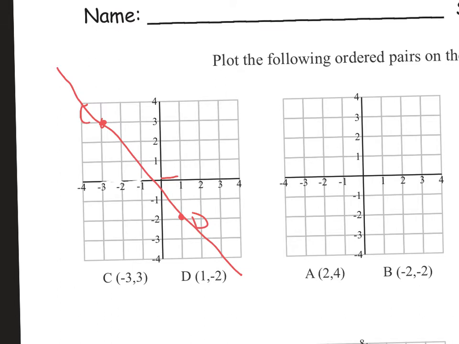And then if I look at the other 2 that you sent me, which I think are the next 2, once again, so 2, 4, right? Over 2, and then up 4. So it's up there. So you have that on there. So excellent job. And then B is -2, -2. So it's over 2 and down 2, which you also have on there. You just have an extra point.